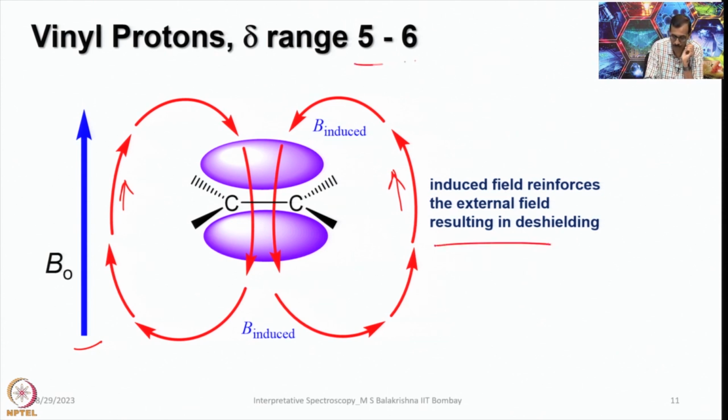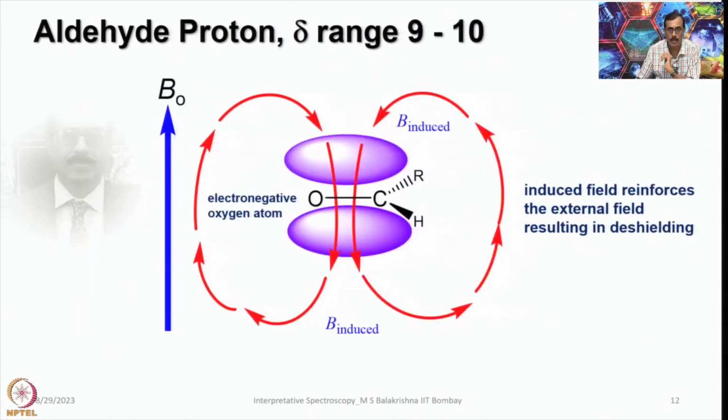So they appear in the range of 5 to 6 ppm. And again in this case also, perpendicular orientation has little circulation of electron density, and hence there is not significant magnetic field developed because of this effect, and hence that can be ignored. So now let's consider aldehydic proton.